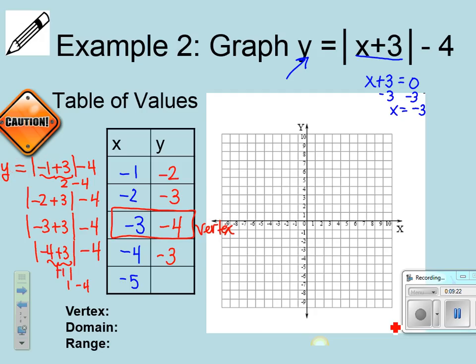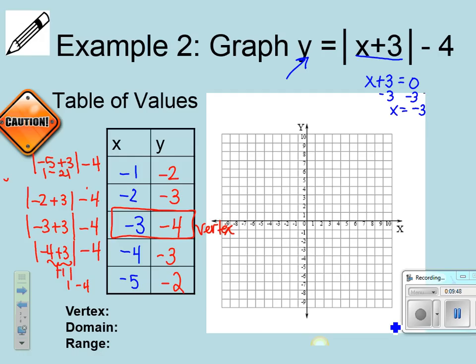And then we'll do that same thing again. I'm going to erase the ones from up here and do that one more time for negative 5. Absolute value of negative 5 plus 3, subtract 4, that's negative 2. The absolute value of negative 2 is 2. 2 minus 4 is negative 2. And then we're going to plot these on our graph.